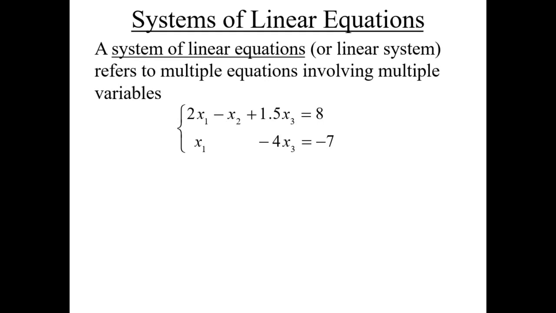So first off, what does it mean, linear system? A system of linear equations, or a linear system, refers to multiple equations involving multiple variables. So in this case, we have a couple of equations, and the variables here are x sub 1, x sub 2, and x sub 3. In other courses, like Algebra 1 or Algebra 2, you've probably just seen x, y, z, which is fine. 2x minus y plus 1.5z equals 8 or whatever.